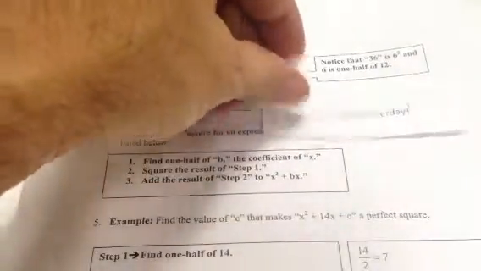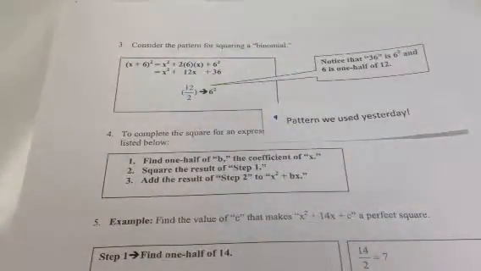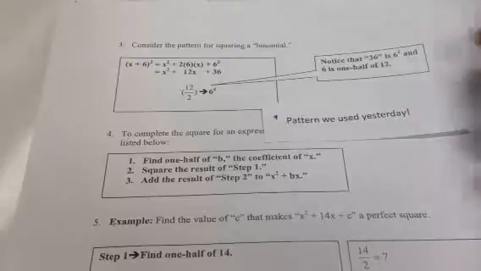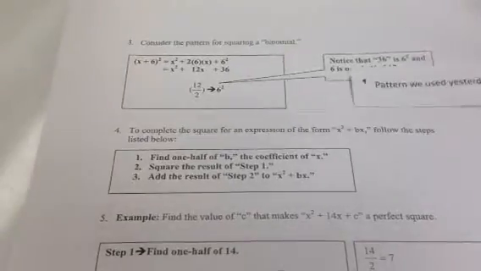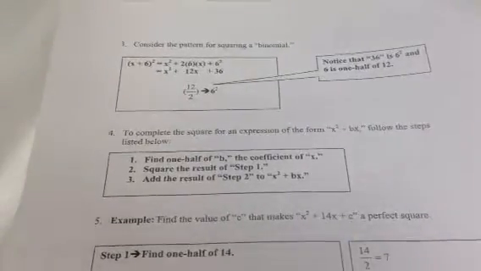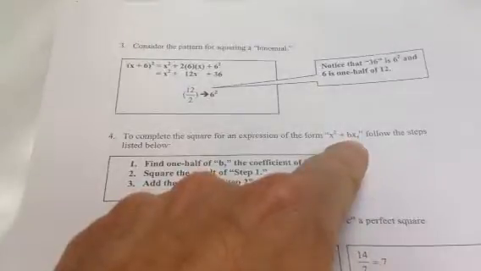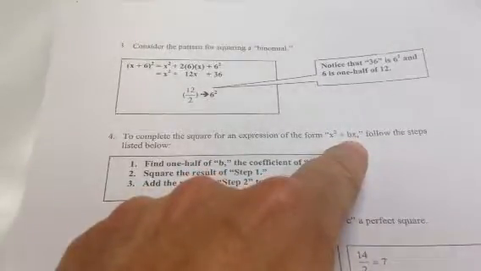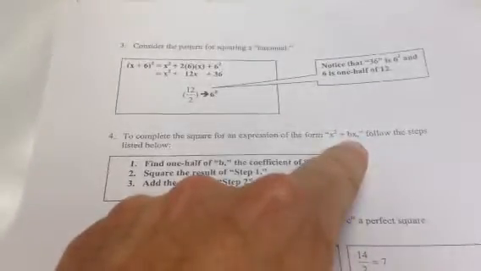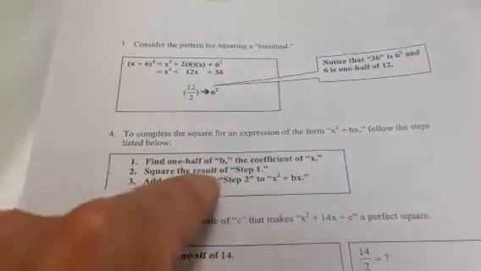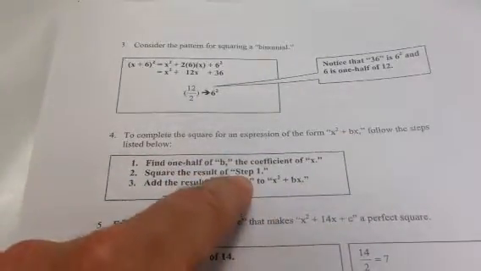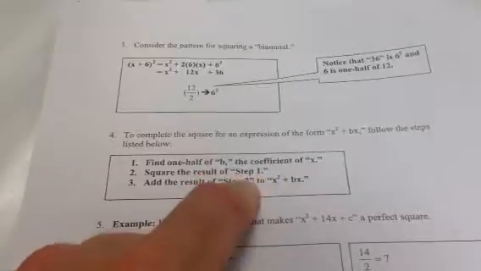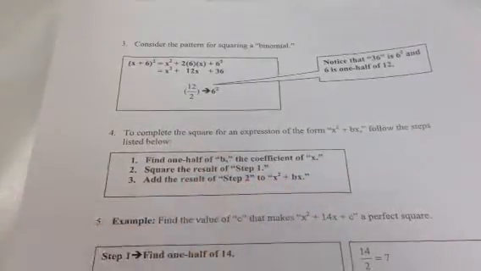This is the pattern we used yesterday, and it basically said we find half of the b, if it's written this way, so half of whatever number is written in front of the b, and then we square the result of that, and we add it to the x squared plus bx.